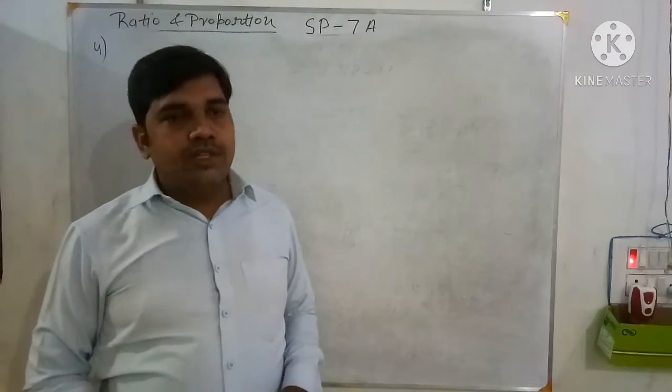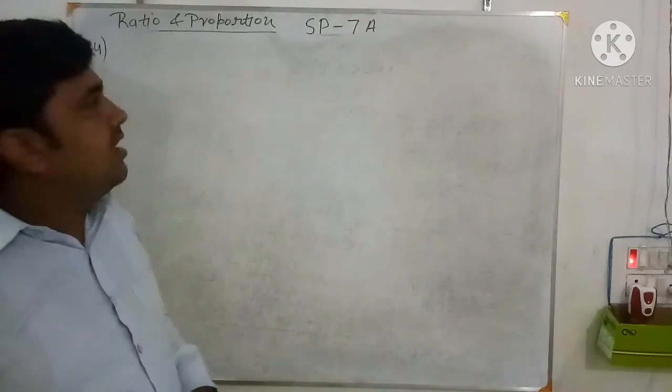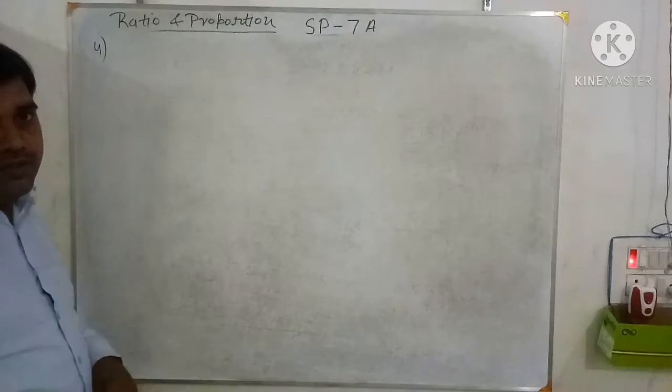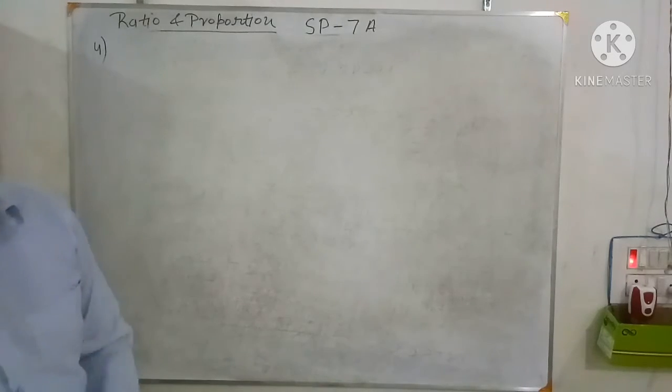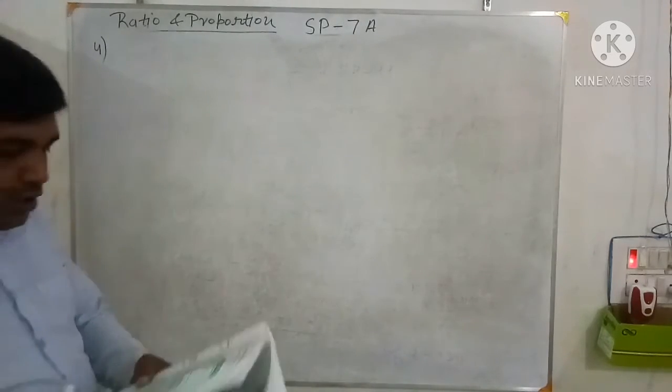Hello students, so today we will continue self practice 7a. In the last class we solved question number 3. Today we will see question number 4. Here, which is the greater ratio of the following pairs?